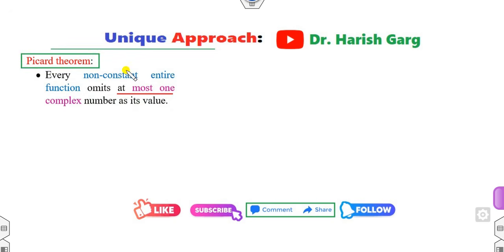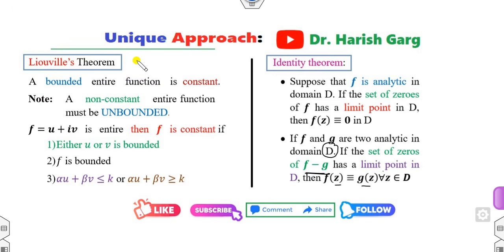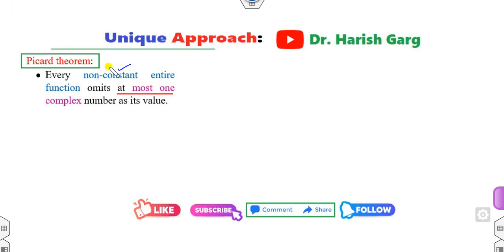Next result is about a non-constant entire function. Remember, the previous result was for the constant entire function, and this function is a non-constant entire function. What is an example of a non-constant entire function? E raised to power z, 1 plus z, sine of z, and so on. Every non-constant entire function omits at most one complex number.